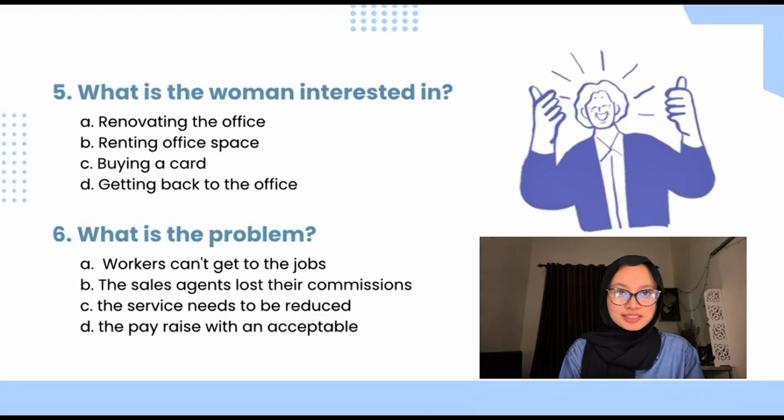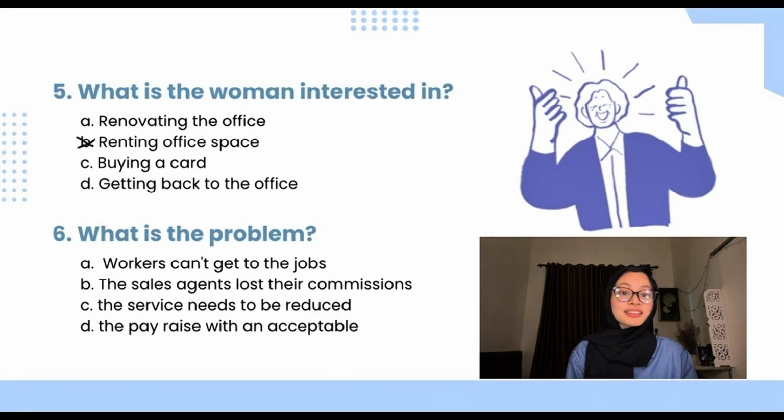Now I hope you all have your answers because we will discover the correct answer for question number 5. So the correct answer for question number 5 is B, renting the office space. So how do you know this is the correct answer? It's because in the beginning of the conversation, you can hear the specific question, how much are rentals in this space? That means she was asking about the location, and by that you can determine your answer by reading the question, what is the woman interested in? So the correct answer for number 5 is B, renting the office space.